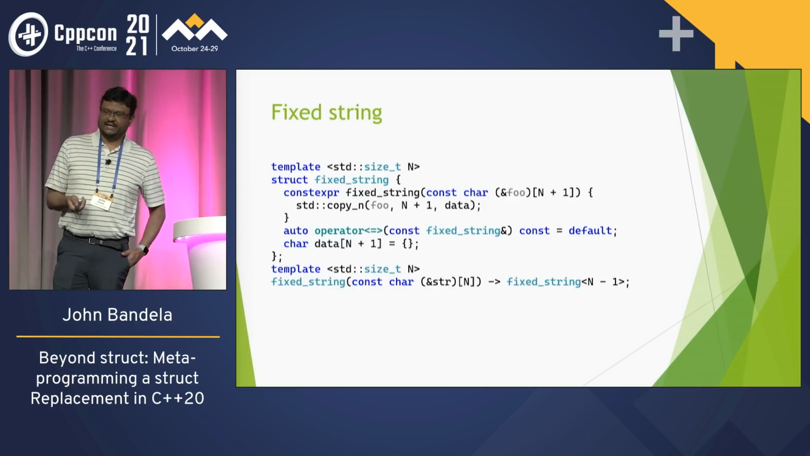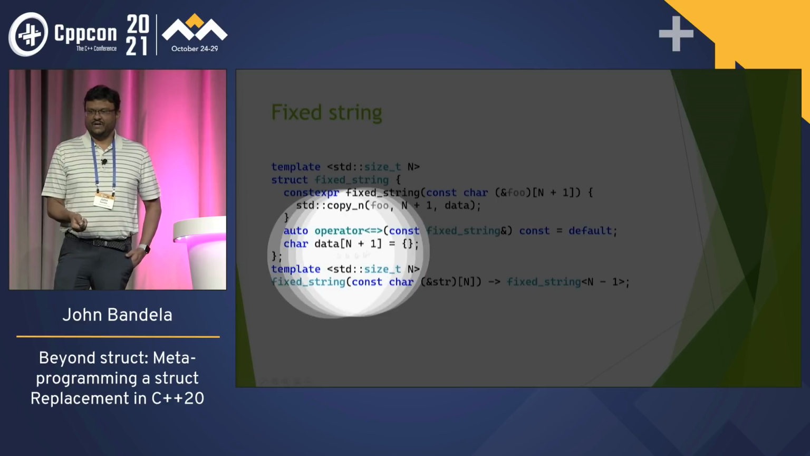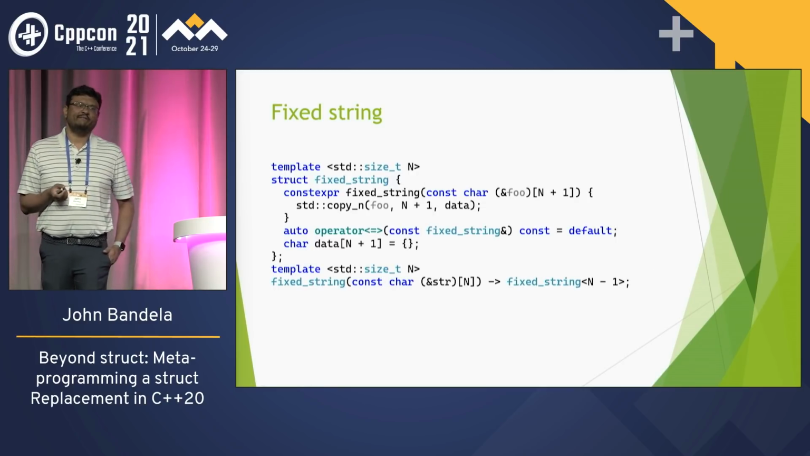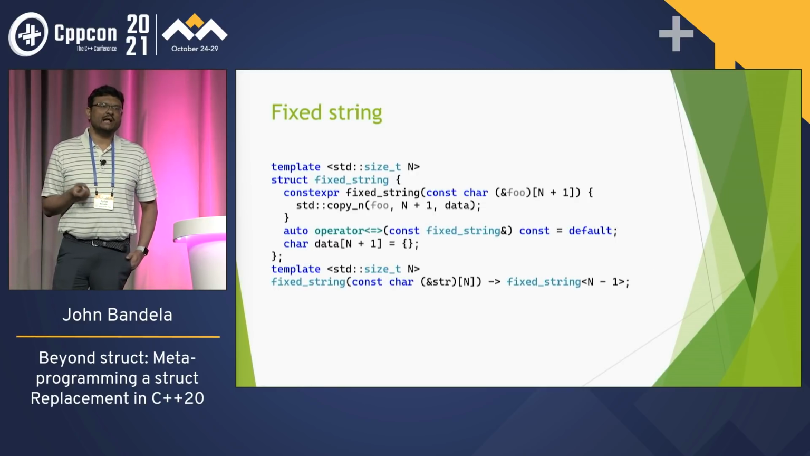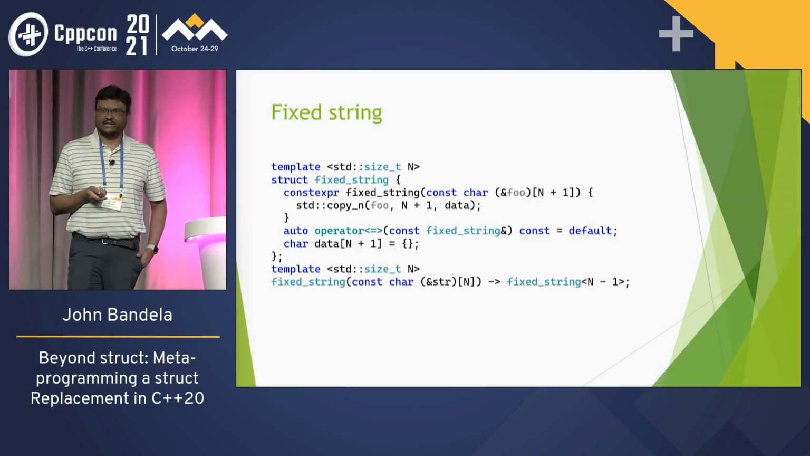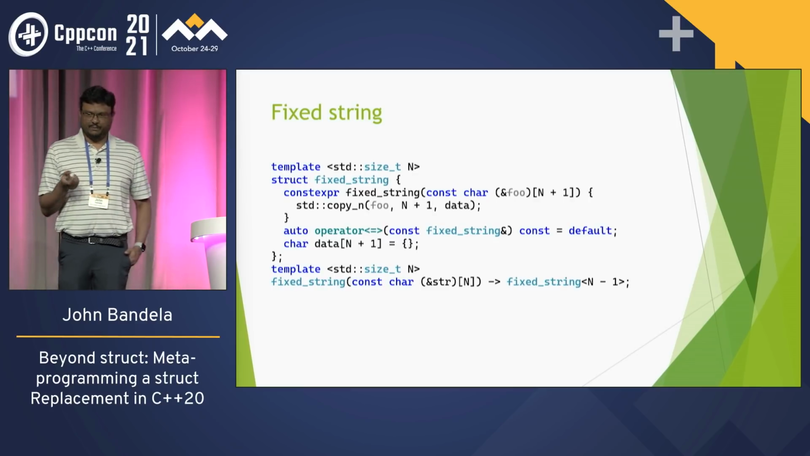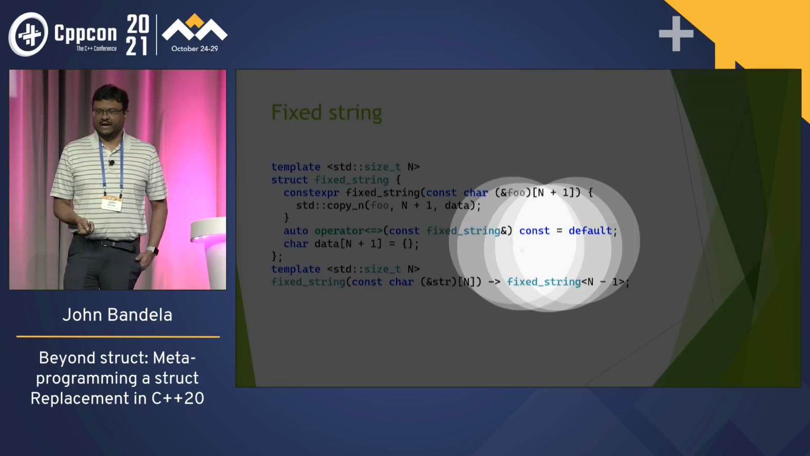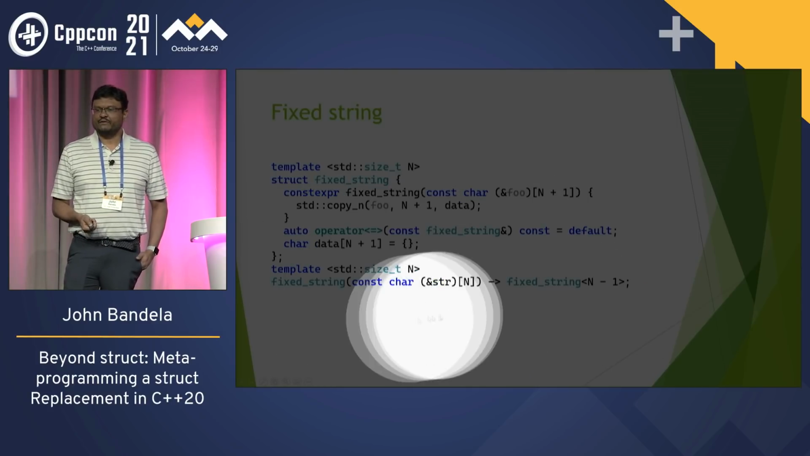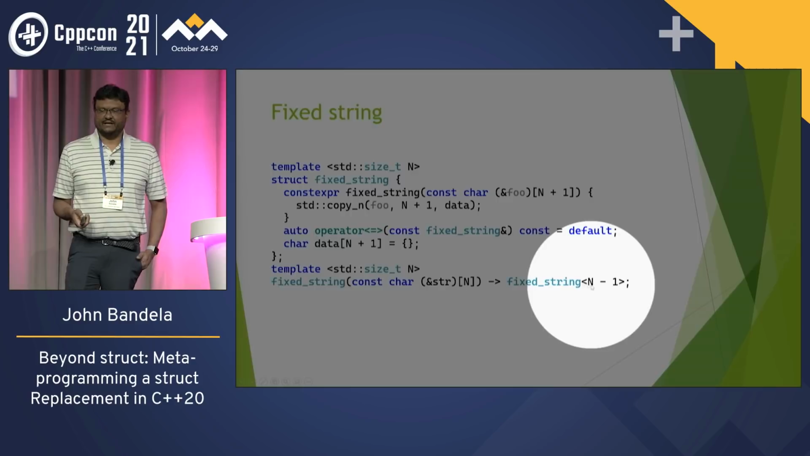The magic incantation here is the spaceship operator that's defaulted, and it's a structural type, so we don't have any pointers or references. With the default, the compiler knows how to compare equality and inequality and all that, and it can use that to see if two templates are the same. So we have this fixed string, and it's basically: read the paper, copy and paste. And at the bottom, we have a class template argument deduction guide that tells us, whenever you see a string of length n, create a fixed string of length n-1.